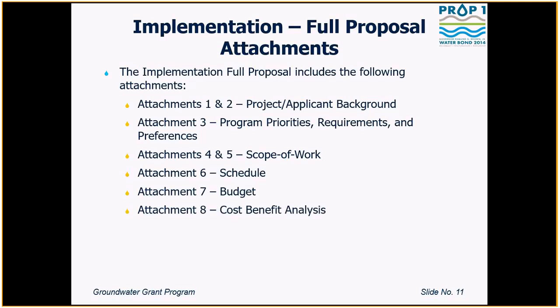Attachment 8 is a cost-benefit analysis. In this, you'll need to provide an explanation on how the project costs are worth the benefits that are claimed. You also have to describe the benefits that are reflected in the metrics of success that you completed in Attachment 3, which is the program priorities, requirements, and preferences. Another important thing to discuss is any assumptions that you made that could affect the selection of the preferred alternative from the alternative selected.